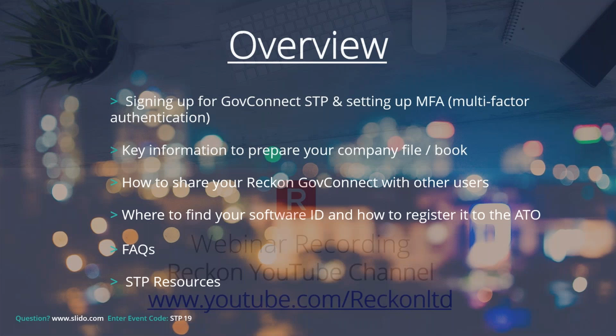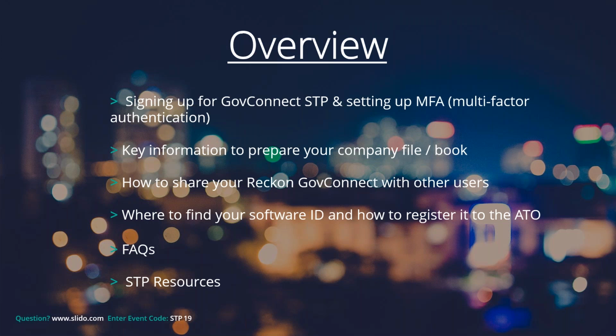Okay, so basically in today's session, I'll go through how to sign up for Reckon GovConnect and what it is, as well as setting up your multi-factor authentication. I'll also go through some key information to prepare your company file on Reckon Accounts and your Reckon One book. If you need to share your Reckon Accounts GovConnect with other users, I'll show you how to do that as well. Where to find your software ID and how to register this to the ATO. And I'll also go through some frequently asked questions and just some key STP resources for you to take away after this webinar.